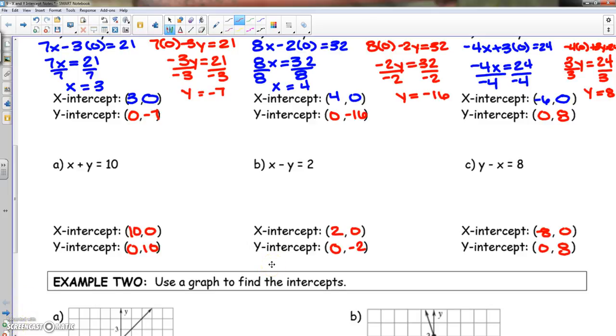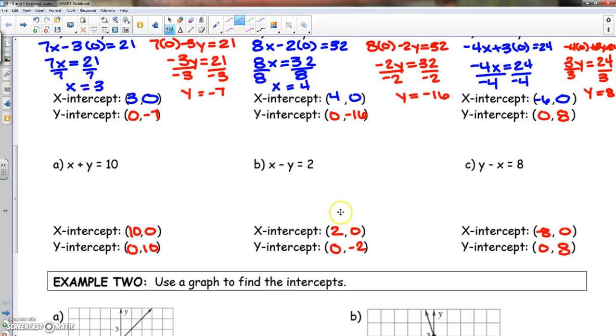Alright, so now that you're back and you've tried them, hopefully you're checking your answer right now and finding that you did it correctly. So for A, I got (10, 0) for my x-intercept, (0, 10) for my y-intercept. Okay, again, plug in 0 for y, solve for x, plug in 0 for x, solve for y. You actually get 10 for both of them.